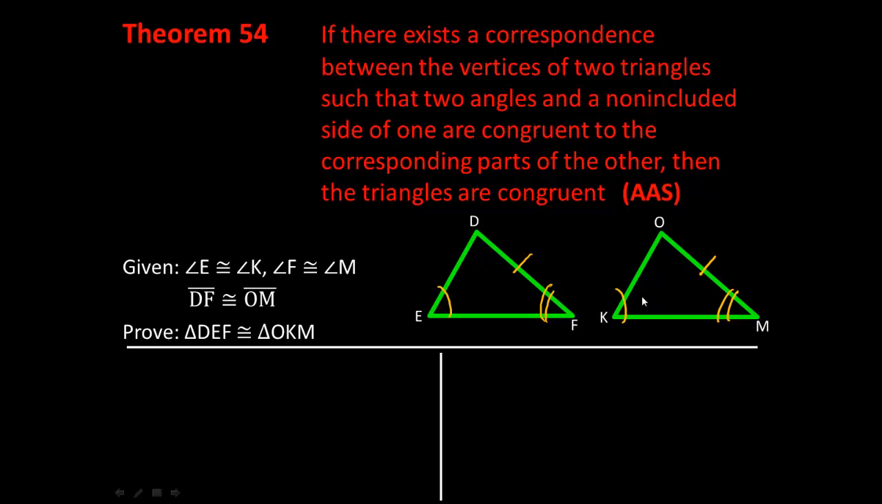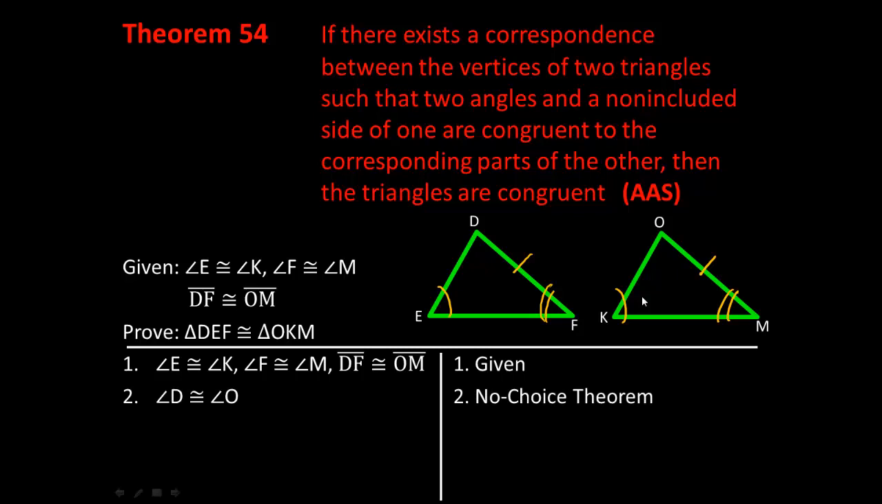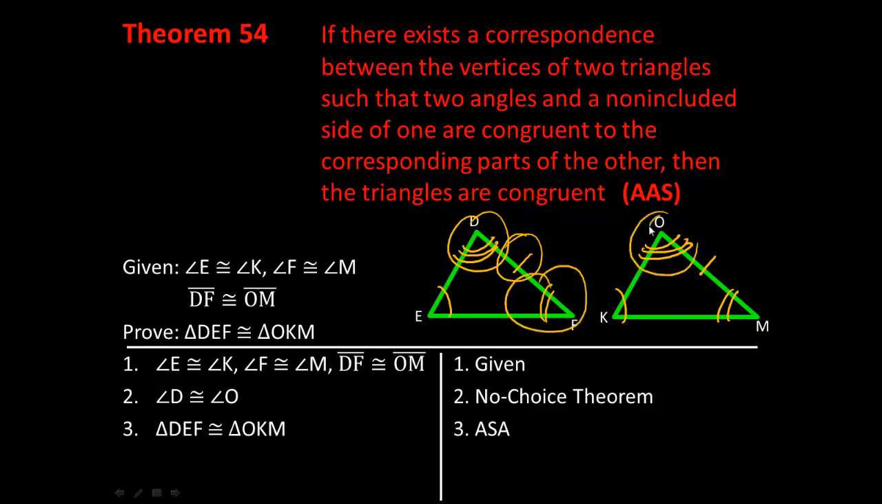Now, first things first, you can state all your givens. Next, we could say that angle D is congruent to angle O by the no-choice theorem, because we've got two pairs of congruent angles in a triangle. And now we can say that triangle DEF is congruent to triangle OKM because of angle-angle-side. So like I said, it can help you prove triangle congruence, but you can't prove triangle congruence with this alone. So that's the main thing that I want you to take out of this.